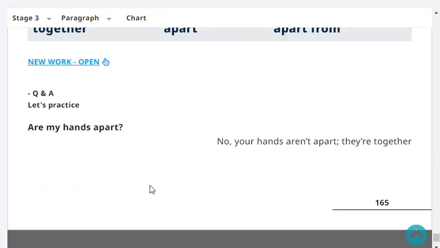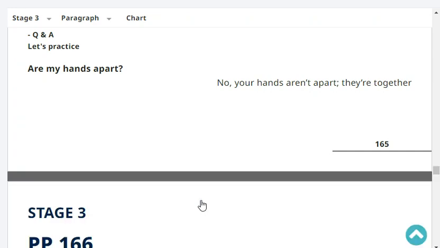Are my hands apart? No, your hands aren't apart. They're together. Very good. Okay, next.